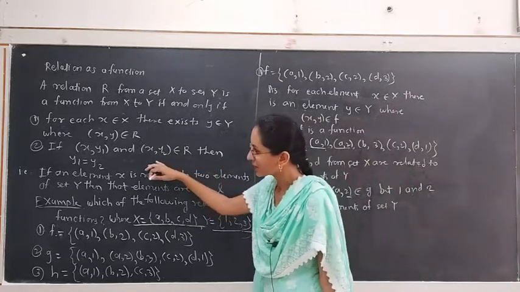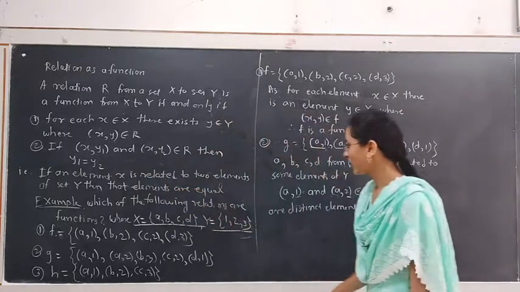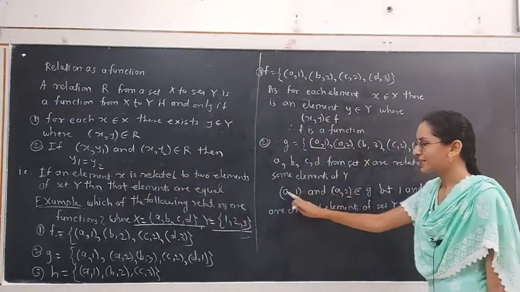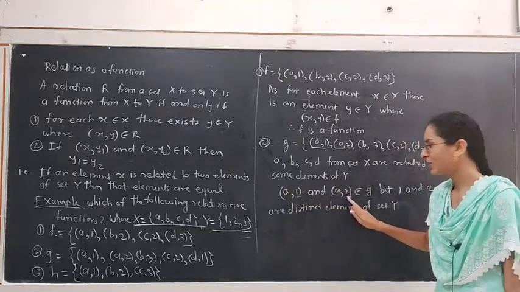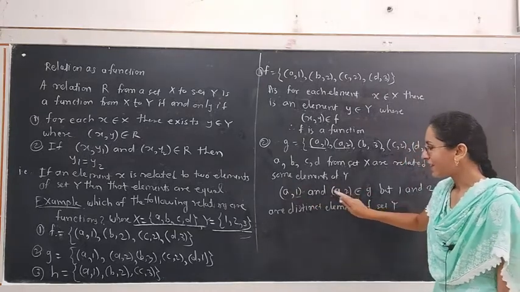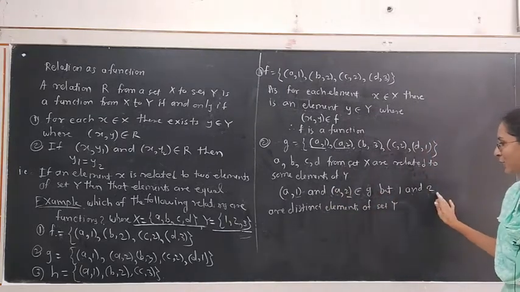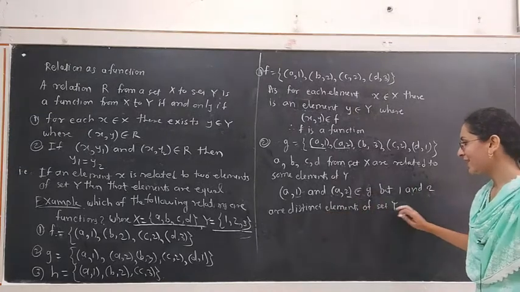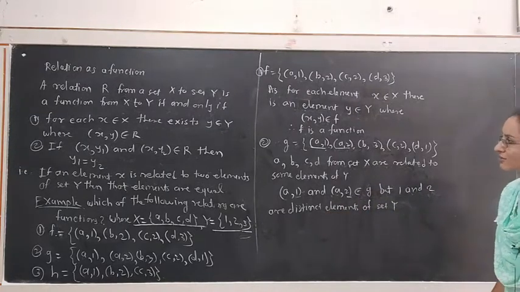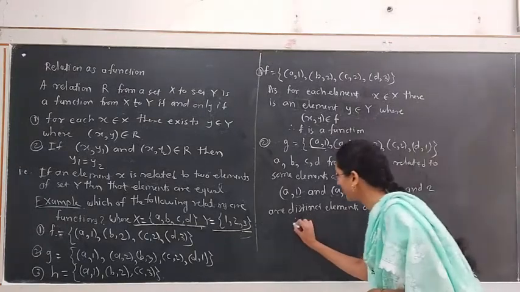What is the second point? Definition of function: if (x,y1) and (x,y2) belong to R, then y1 equals y2. Here in (A,1) and (A,2), the x value is A, the y1 value is 1 and the y2 value is 2. (x,y1) and (x,y2) belong to R, but y1 is not equal to y2. 1 and 2 are not the same, they are distinct elements of set Y. Hence, the relation G is not a function from X to Y.